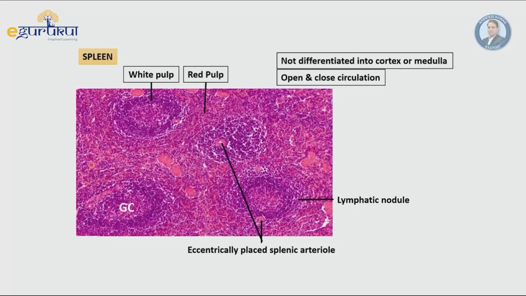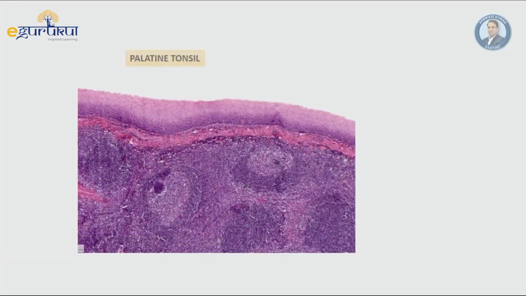Moving on, the next slide that you're looking at, again, which is having a lymphatic nodule, is the slide of a palatine tonsil. Well, when you look at the slide of a palatine tonsil, always go for the lining epithelium first, because that is one thing which will help you differentiate this slide from the lymph node. Otherwise, there could be a lot of confusion.